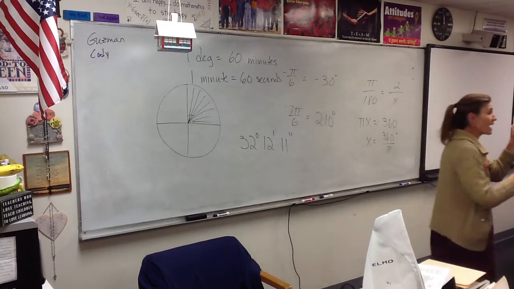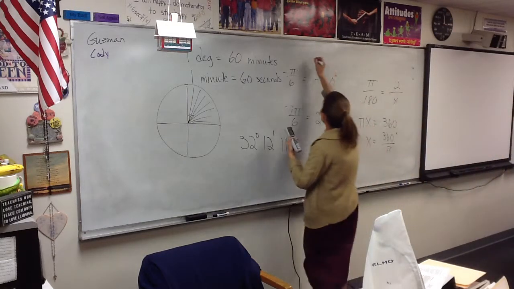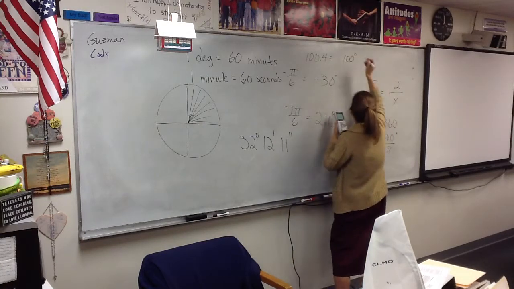Now, when you do that, it brings up a whole list of stuff. I want you to look down at number 4. It says DMS. Any idea what DMS stands for? Degrees, minutes, seconds. Hit enter and enter again, and it will tell you that 100.4 is the same as 100 degrees.